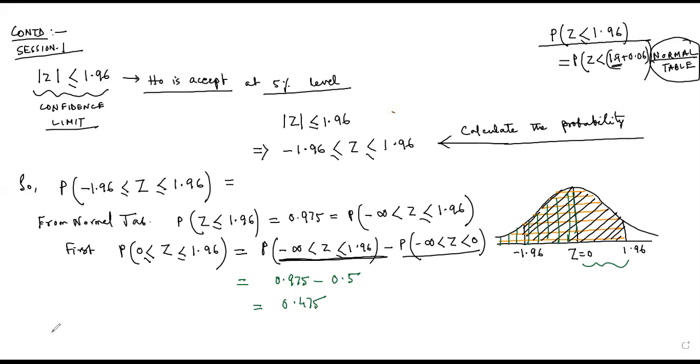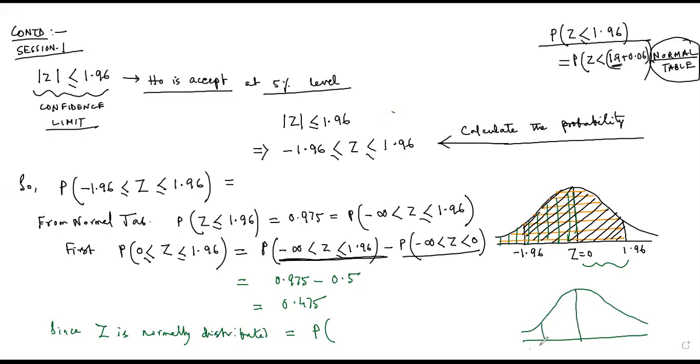Now, since we are dealing with a normal curve, since Z is normally distributed, then what is happening? The probability of this section, I'm again drawing the diagram.